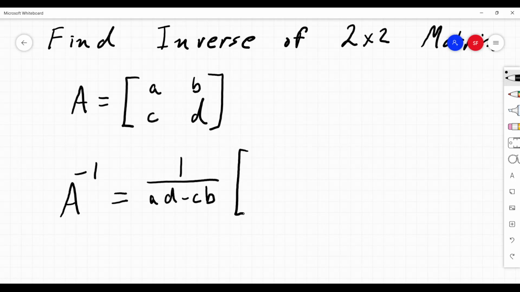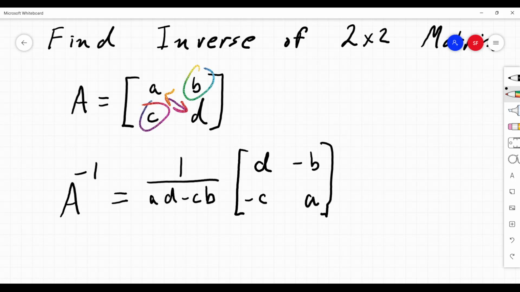Times the matrix [d, negative b; the opposite of c, a]. So we switch these two on this diagonal, and for this other diagonal we do the opposite of each.